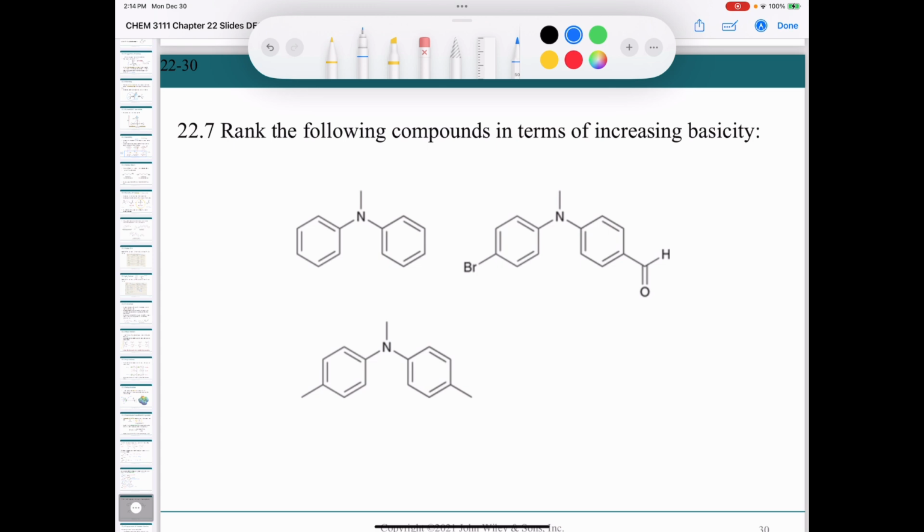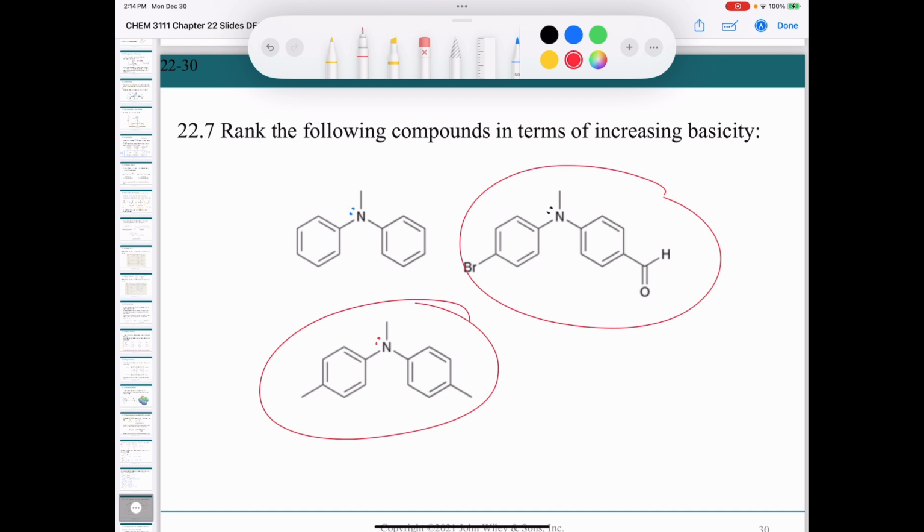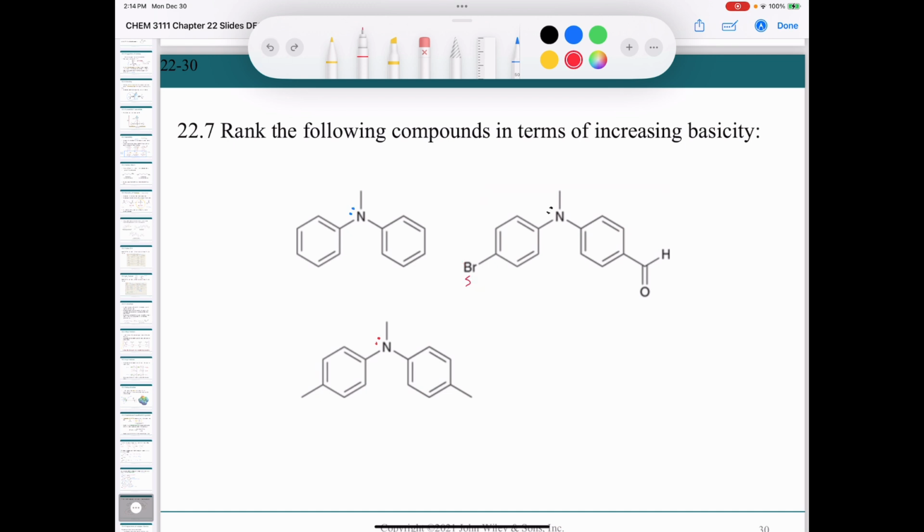So if we put a lone pair, I'll put a blue one here, we'll put a black one here, and we'll put a red one here. If we compare this compound and this compound to the compound that I don't have a circle on, what you notice is that a bromine is an electron withdrawing group, and the carbonyl is electron withdrawing as well, whereas an alkyl group like a methyl group is an electron donating group. These are electron donating groups.